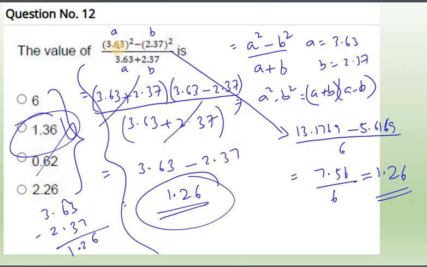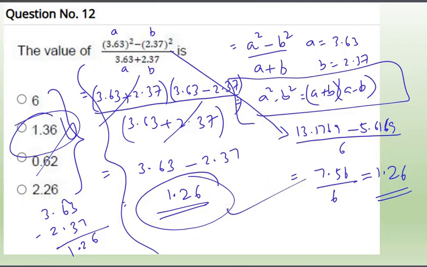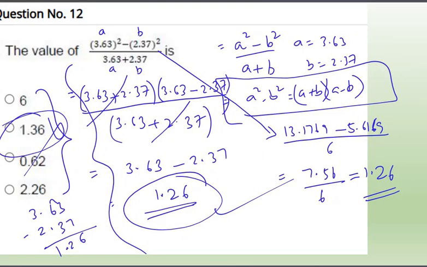So don't do manual 3.63 into 3.63. A lot of confusion will be there and mistakes will come. So this is the easy method. Use the formula A square minus B square is equal to A plus B into A minus B. It is an easy trick you can use to solve this one. Now, moving to the next question.